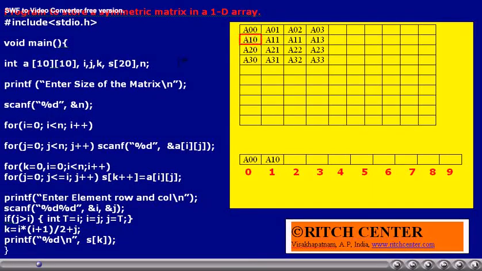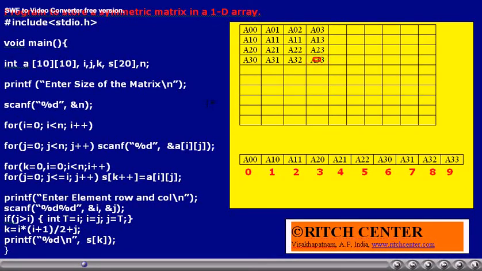A10 element will be stored in S1. A11 element will be stored in S2. A20 will be stored in S3. A21 will be stored in S4. A22 will be stored in S5. A30 will be stored in S6. A31 will be stored in S7. A32 will be stored in S8. A33 will be stored in S9.